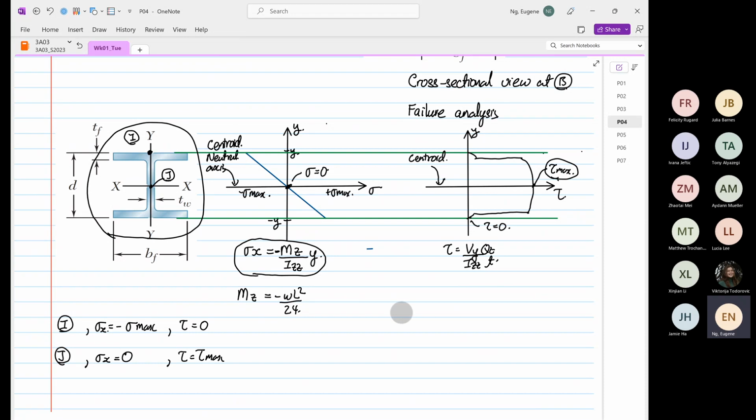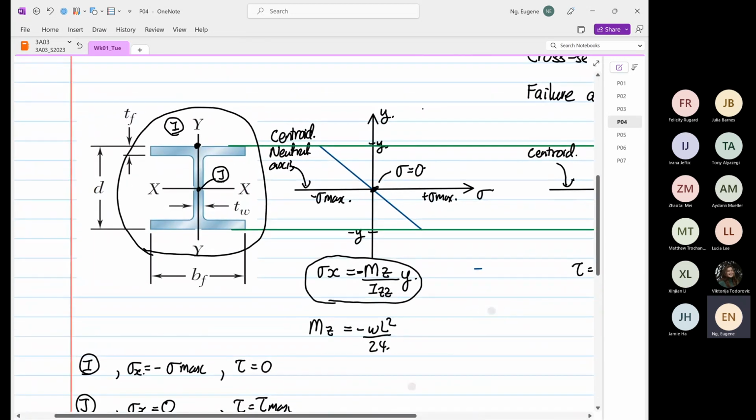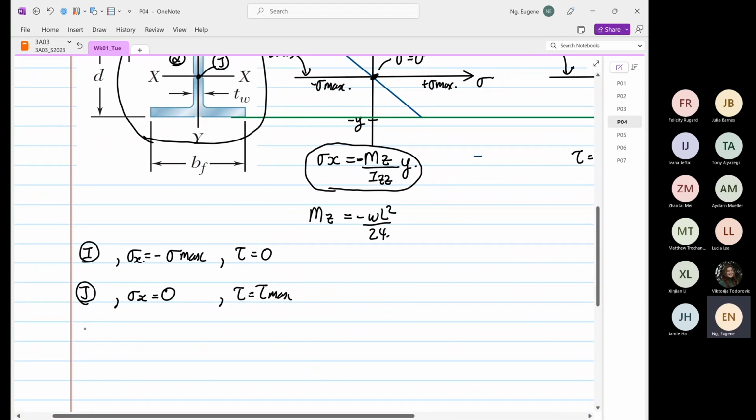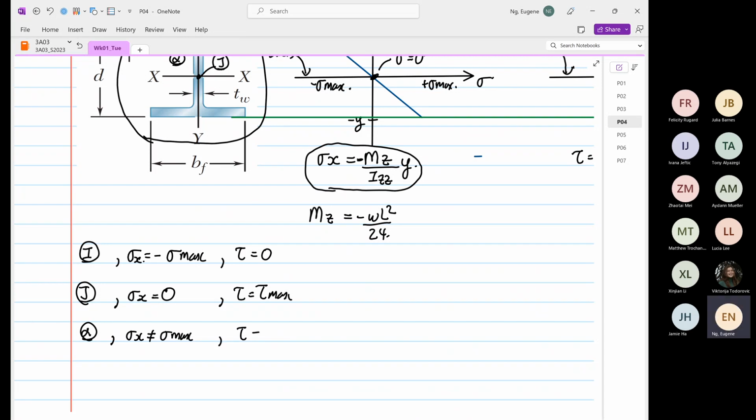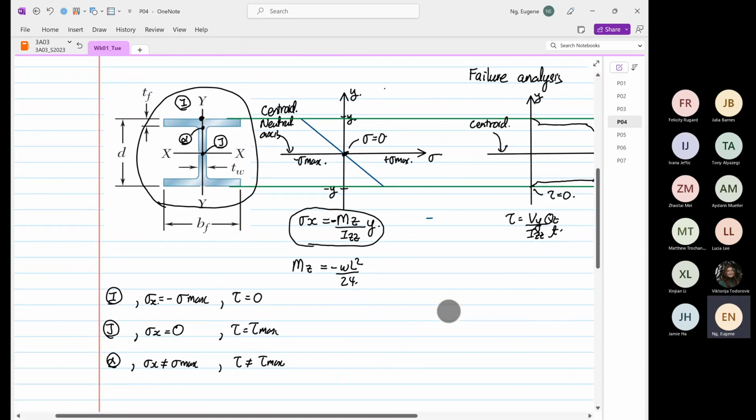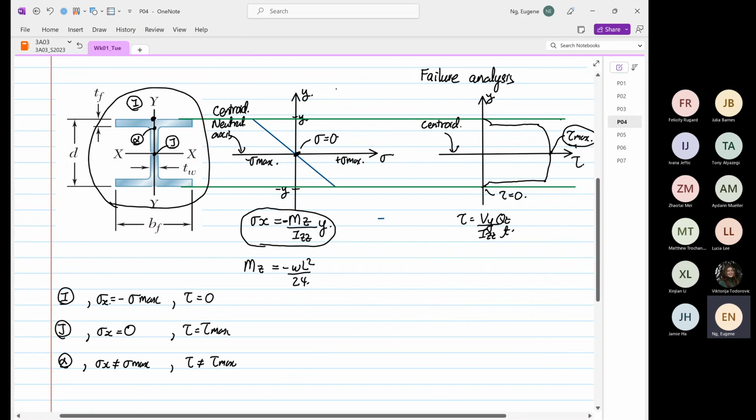The right point to calculate this, if I zoom into this figure, is exactly over here, and this is called our point alpha. What you realize is that at point alpha, stress X is not equal to stress max, and the shear stress is also not equal to the shear max at all. Then some of you will say, Eugene, then why are we considering that point?